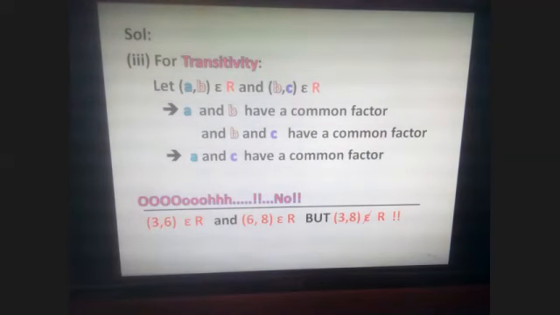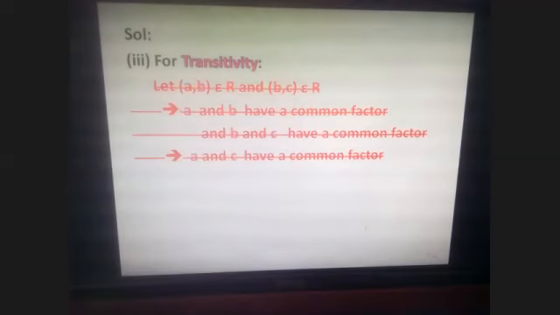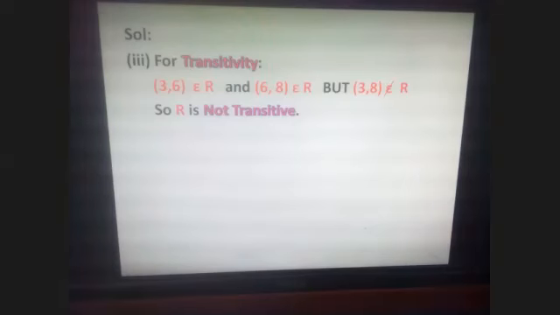No, it is not. It's not true. Come on, I have to cancel all this. It is not true. Once it is not transitive, you just produce that. This is the answer. (3, 6) is a member of R, (6, 8) is a member of R, but (3, 8) is not a member of R. So R is not transitive.